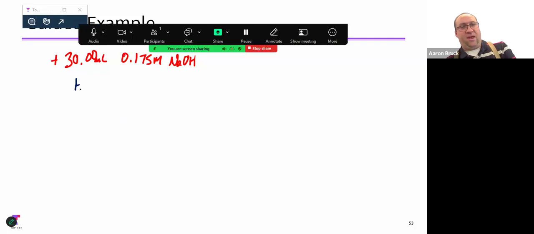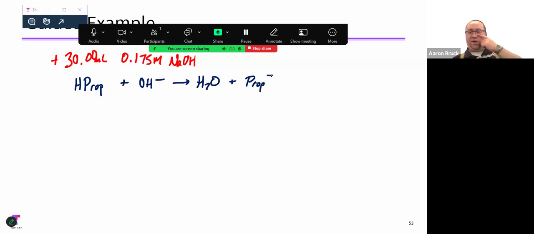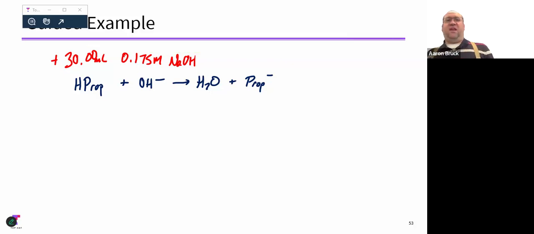And so we're going to set up a stoichiometry here. Our propanoic acid reacting with hydroxide to make water and the propanoate ion. And again, chemical formulas here aren't nearly as important as what those things mean. We have to understand that the H prop, our propanoic acid, is our acid, and that prop minus, the propanoate ion, is our conjugate base.